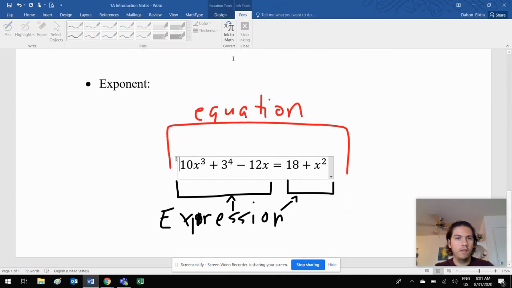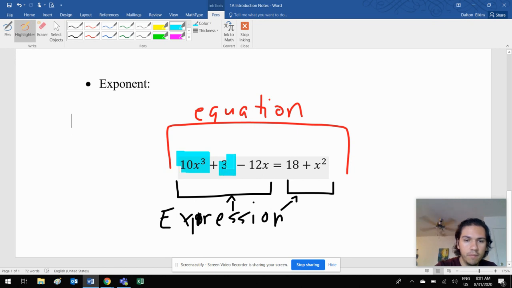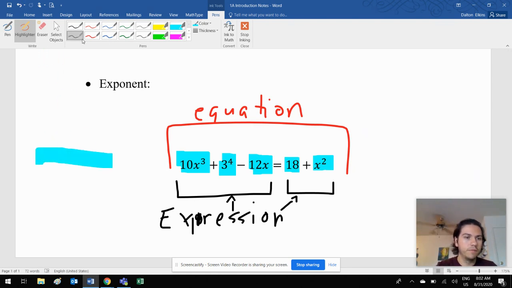Going back to this example here, I'm going to highlight all the terms in blue. So this, that is a term, that is a term, that is a term, that is a term, and that is a term. So all of these are terms.